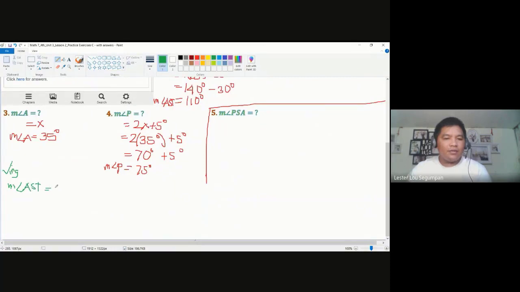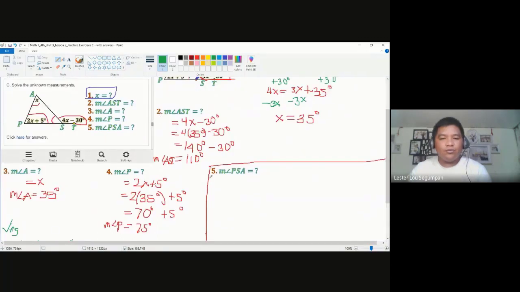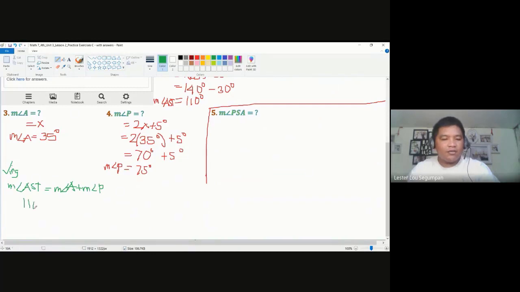ST must be equal to the measurement of angle A plus the measurement of angle P. The measurement of angle AST is solved already in number 2, which is 110 degrees. It must be equal, question mark, because we have substituted the value now. Measurement of angle A is 35 degrees plus the measurement of angle P is 75 degrees. So 110 here, 35 plus 75 is also 110 degrees.